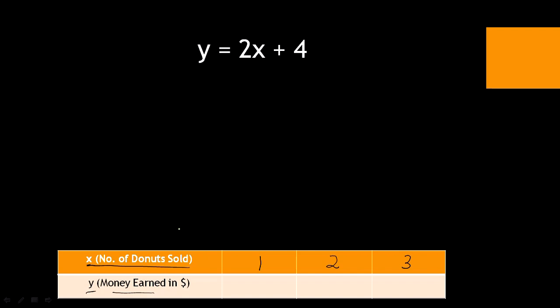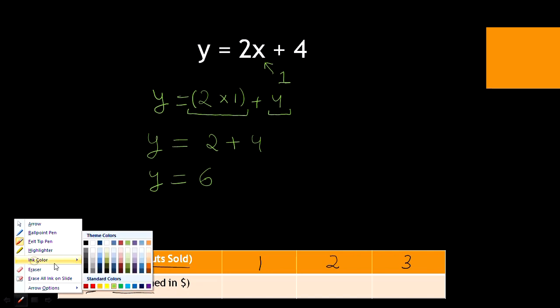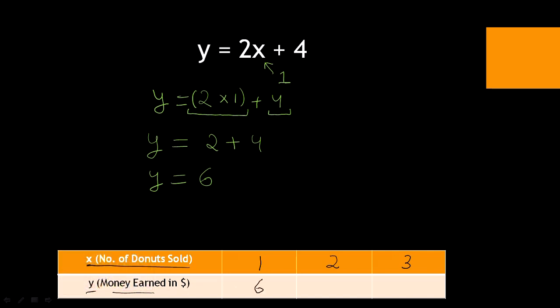On the first day, Tommy has sold a single donut, so I'll take 1 and plug that in instead of x, and our equation becomes y equals 2x, but x is 1, so 2 times 1 plus 4. If you remember, 4 is the income received through rent, and this term here represents the income received through selling donuts. Further simplifying this, I get y equals 2 times 1 is 2 plus 4, and this becomes y equals 2 plus 4 is 6. So Tommy has earned $6 on the first day by selling a single donut.